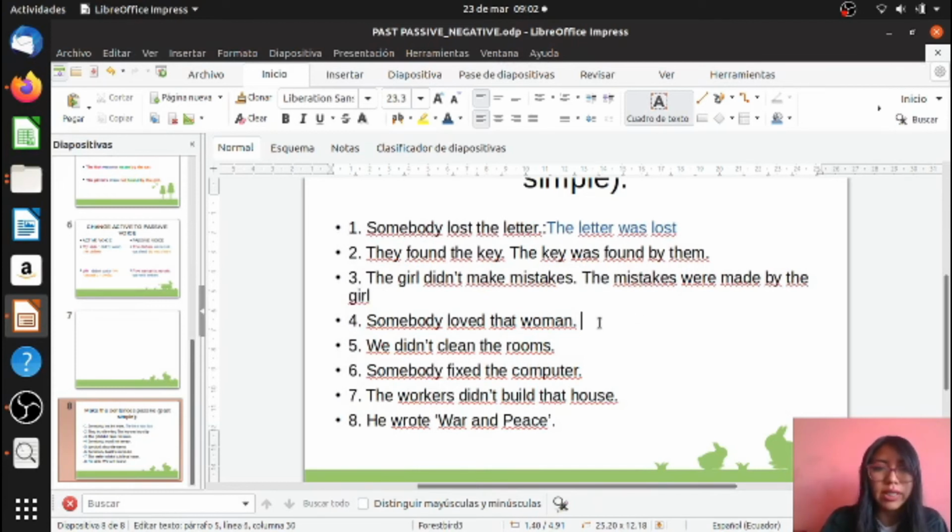that is simple. In this case, somebody loved that woman. In this case, I don't know exactly who made the action, so I don't need to use by. Okay, that woman.